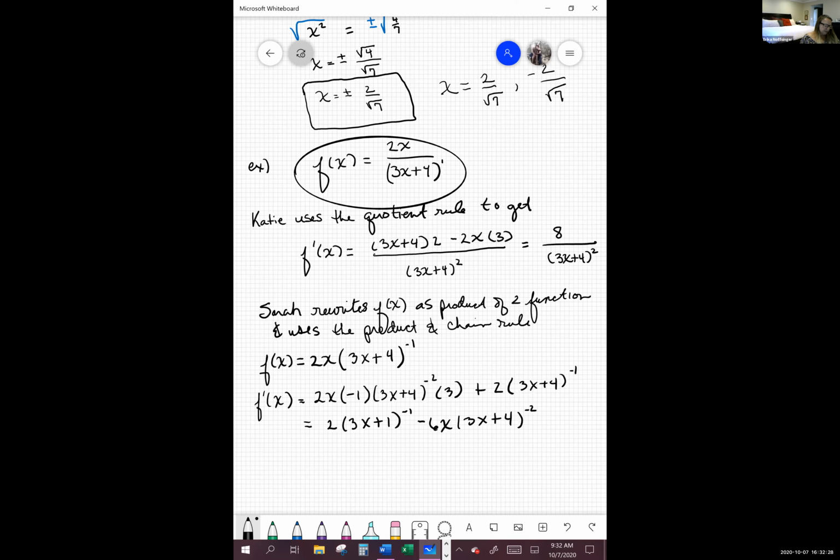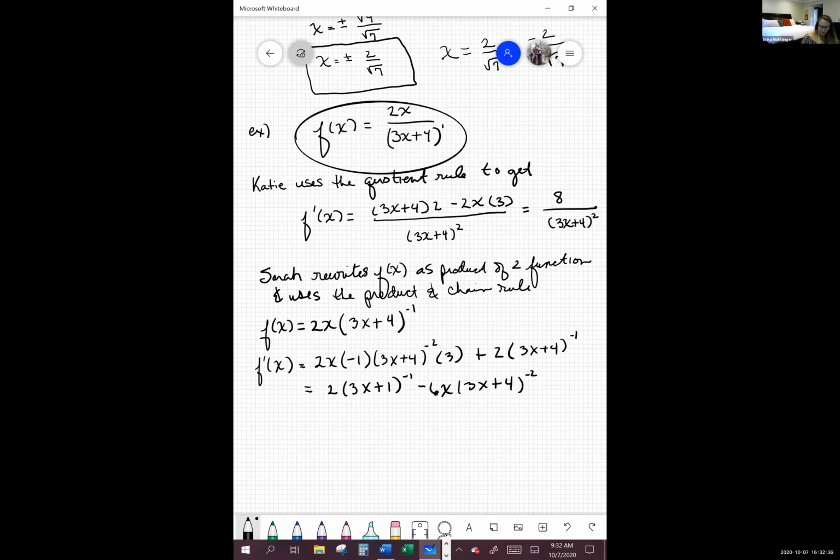Okay, explain your discrepancies between the two answers. Which procedure do you think is preferable? So which way would you have preferred to do it? Quotient rule or product rule?